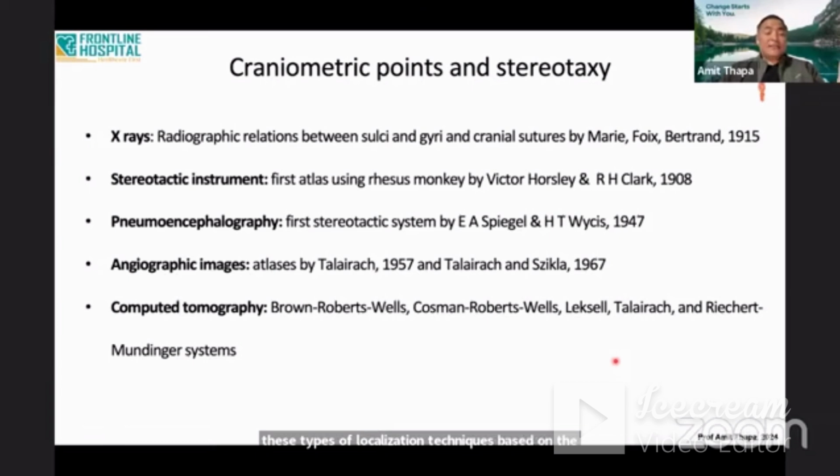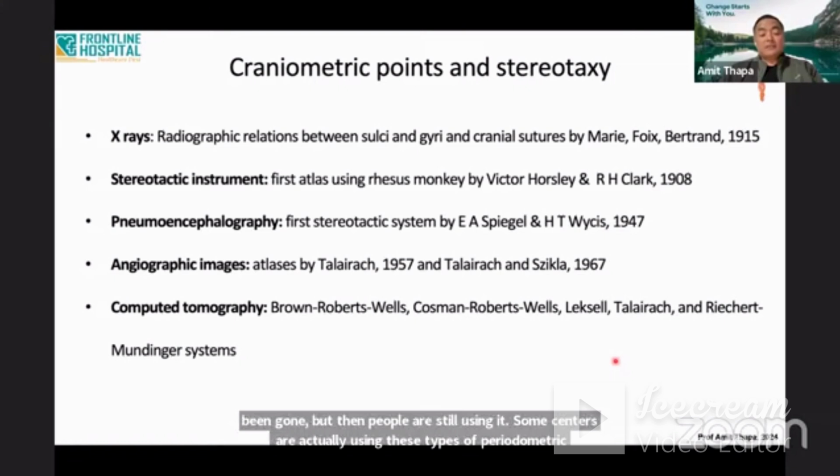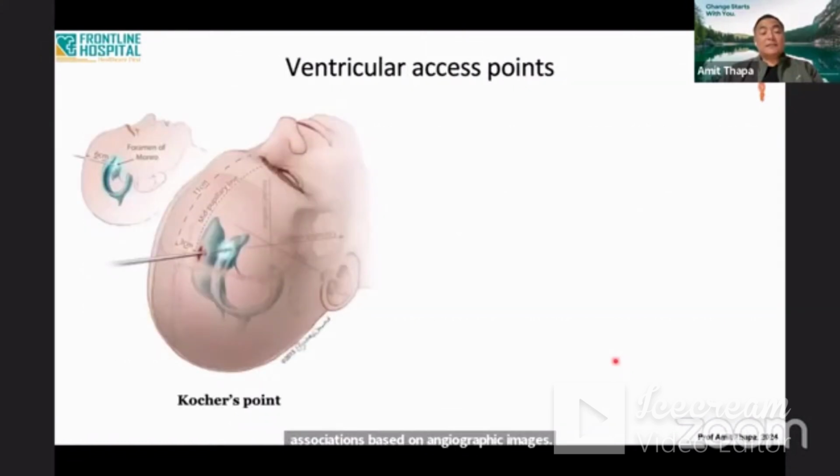Now, techniques have changed over the years. Initially, people were using X-rays to identify that. Now people are using stereotactic devices. The days of pneumoencephalography and angiography have actually gone, but some centers are still using these types of craniometric associations based on angiographic images. And nowadays, navigation systems are all using CT and MRI systems.